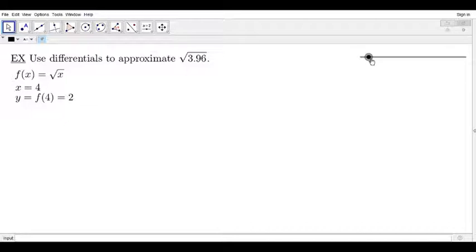Now if x is changed from 4 to 3.96, then dx, which is delta x, is 3.96 minus 4, the new x value minus the old x value. We start with 4, the old x value, because it's the convenient number, so that it would also be easy to evaluate the derivative f prime at 4. Now f prime is of course 1 over 2 the square root of x.